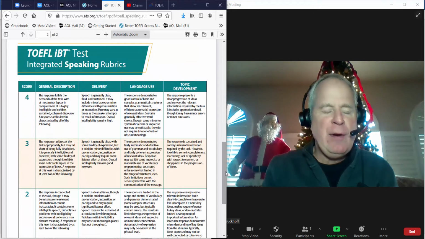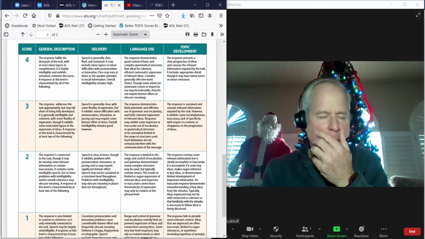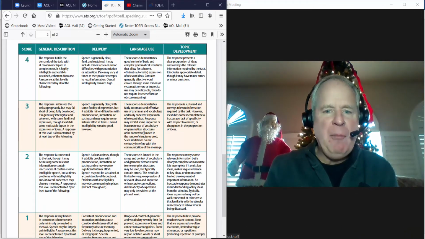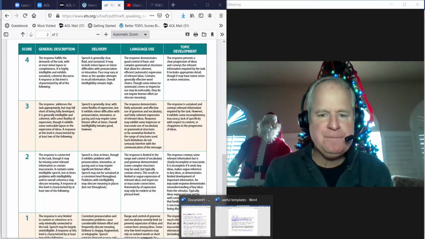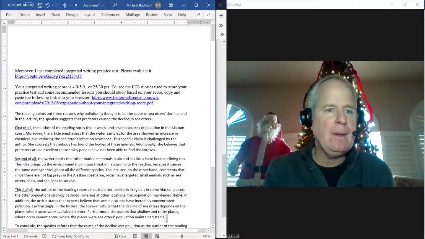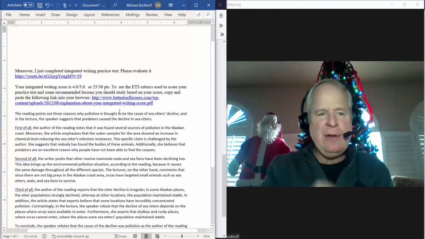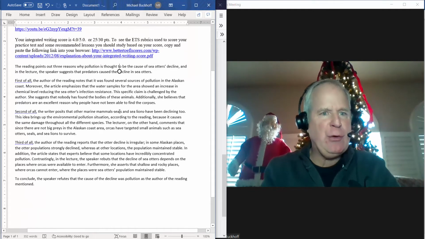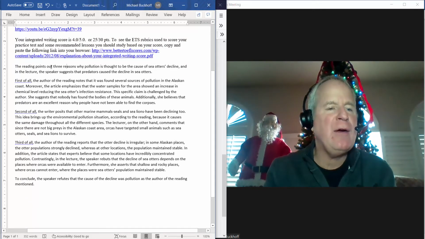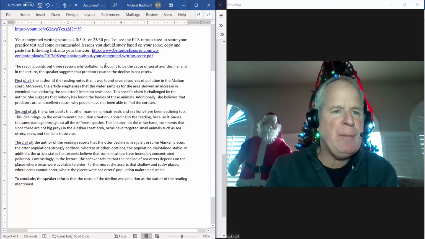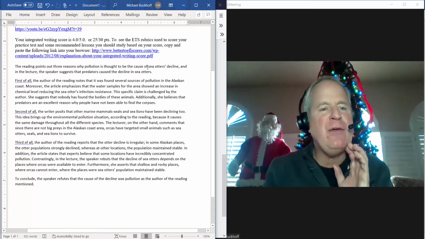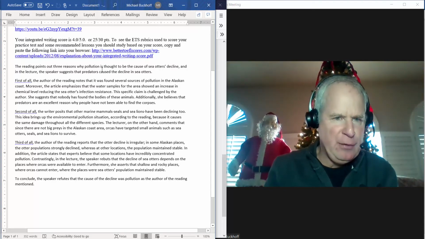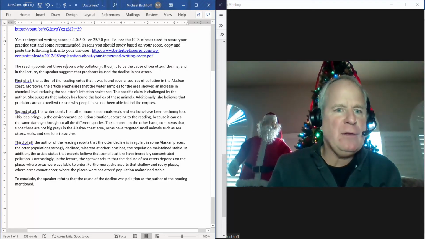Okay, so for the integrated speaking, I scored your writing at 4, or 25 points out of 30. So I'm going to just make a few corrections in here, and then we'll go from there. The reading points out 3 reasons why pollution is thought to be the cause of sea otters' decline. And in the lecture, the speaker suggests that predators cause the decline in sea otters.